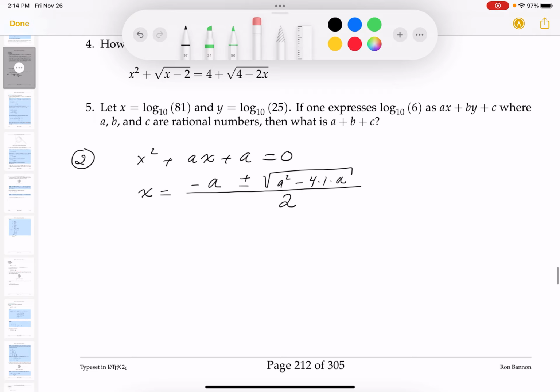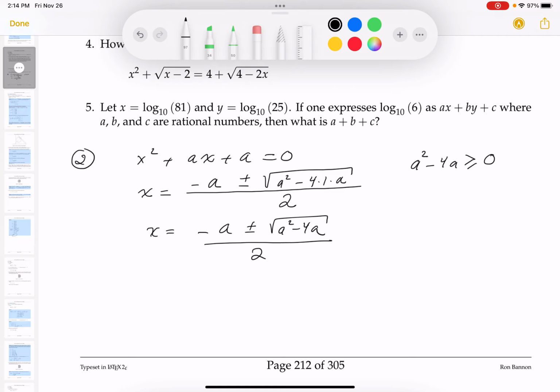Now for the root to be real, let me simplify this a little bit first. I'm moving along okay, but I'm not there yet. So it's going to be A squared minus 4A. For the root to be real, A squared minus 4A would have to be greater than or equal to 0. Unfortunately, if it was equal to 0, I want to point out you'd only have one root, which would be repeated. It would be minus A over 2. So I got to get rid of the equal sign now.